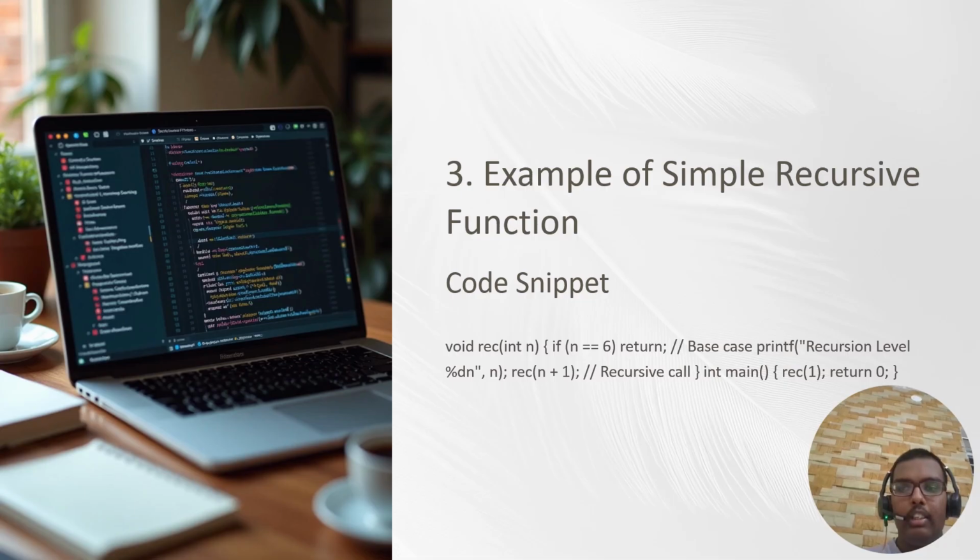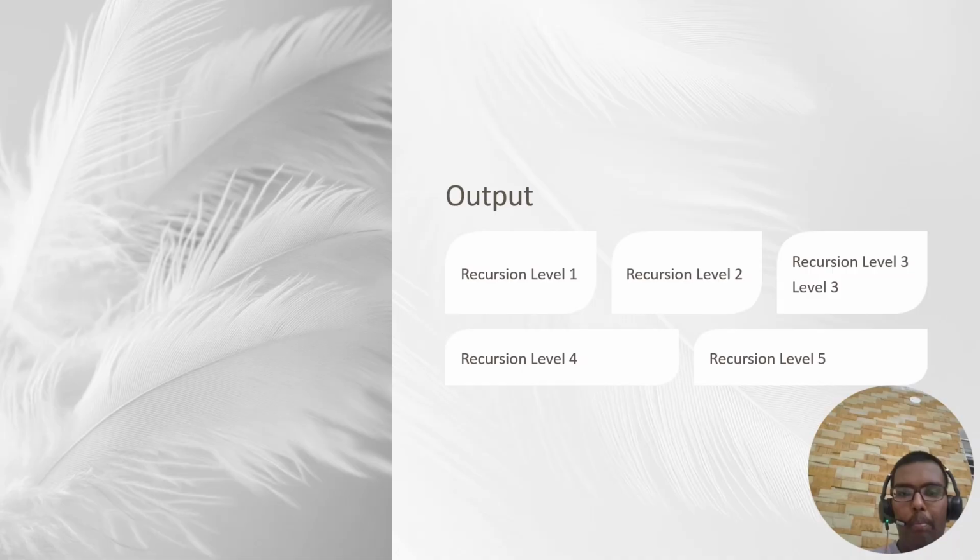Example of a simple recursive function. Now, here is the function declaration. Here is the if statement, the base condition. If n is equal to 6, then print recursion level, depth, recursion call. This is the simple program. Now outputs: recursion level 1, recursion level 2, 3, 4, 5.